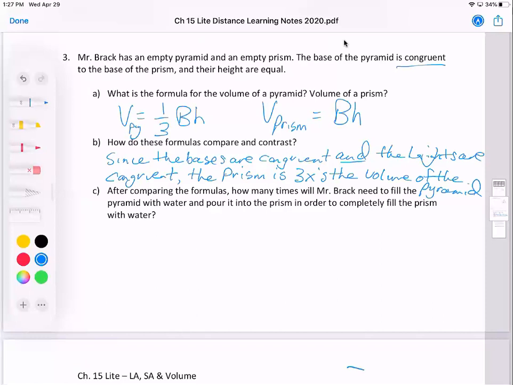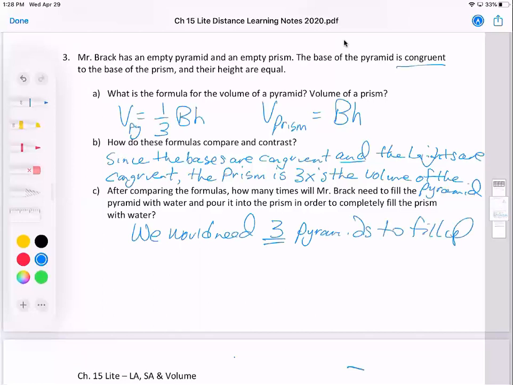After comparing the formulas, how many times will Mr. Brack need to fill the pyramid with water and pour it into the prism in order to completely fill the prism? So Mr. Brack would need 3 pyramids to fill up the prism. That only applies because they have the same dimensions, which is mentioned at the start of the problem.